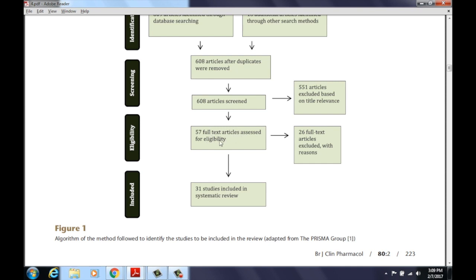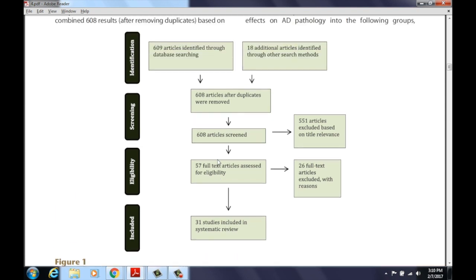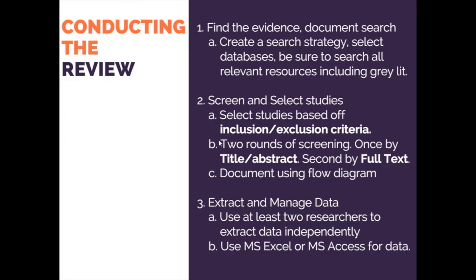They went through the full text of these articles, looking at whether they would be eligible. 26 were excluded for various reasons, which might be explained in an appendix or in another document. They were left with 31 studies included for this systematic review. So this essentially describes steps 1 and 2. Now, step 3 is extracting and managing the data. Now that you have, let's say, the 36 articles that they gathered, you want to grab the data so you can thoroughly analyze what these studies are discussing.